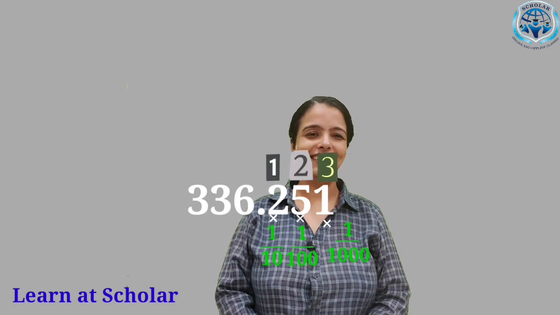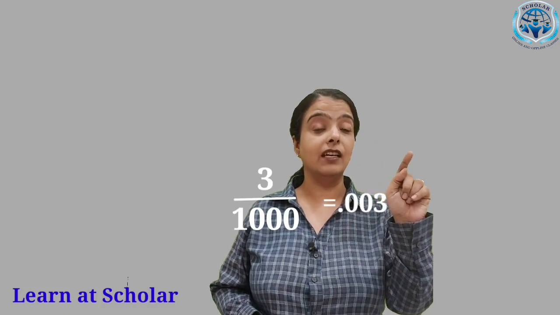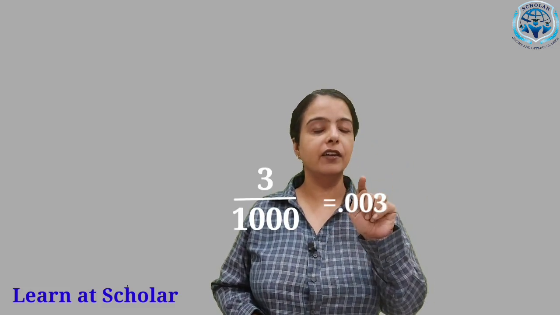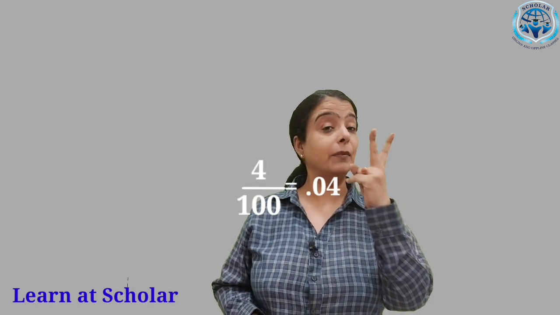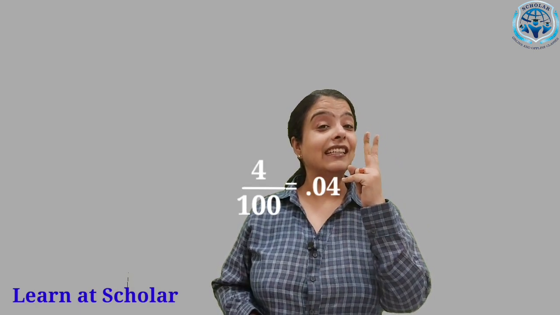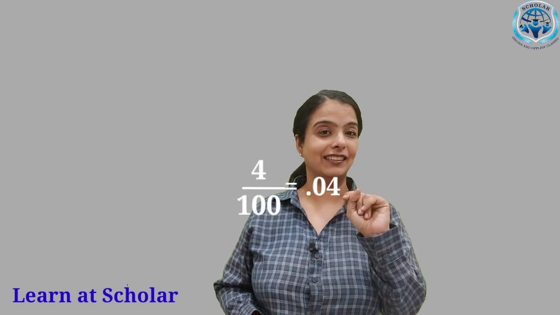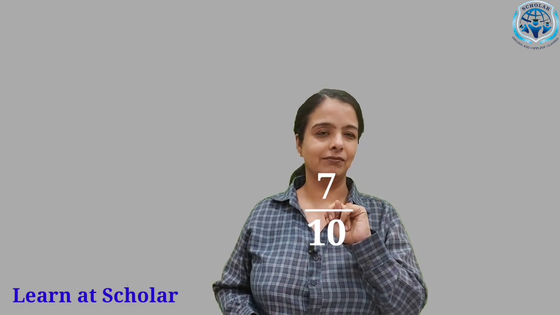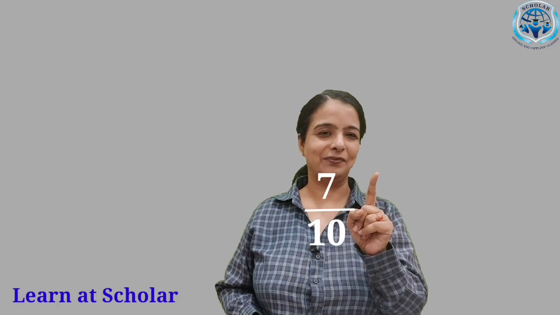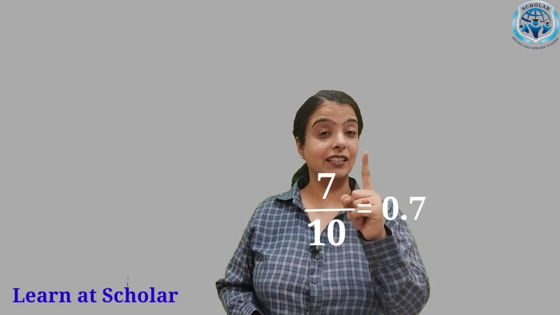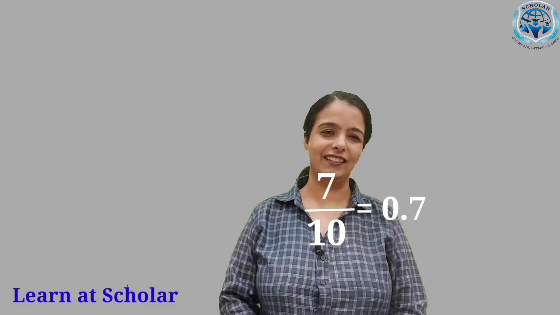Have you understood? So if we have to write 3 by 1000, we will write it as 0.003. If we have to write 4 upon 100, we will write 0.04. That means 2 zeros, and 4 will be written at the second place after the decimal, because there are 2 zeros in the denominator. If we have to write 7 by 10, tell me. Yes, 0.7. That means 1 digit after the decimal, because there is 1 zero in the denominator.